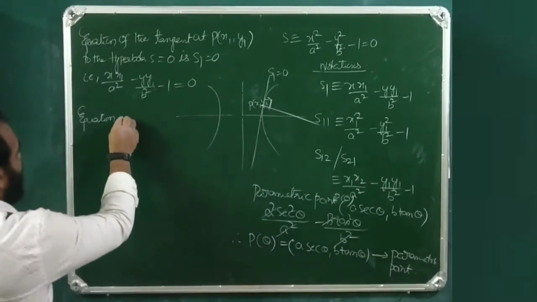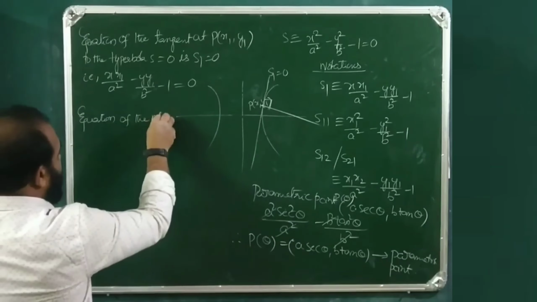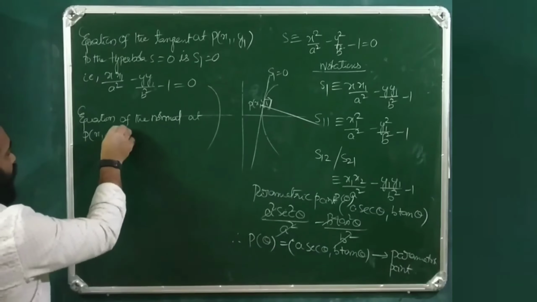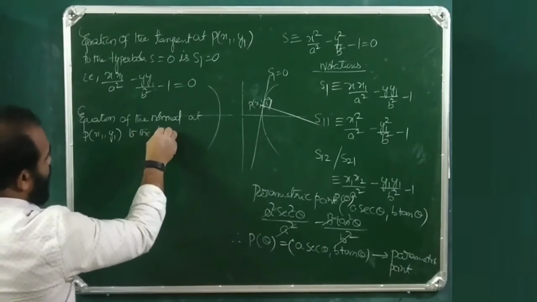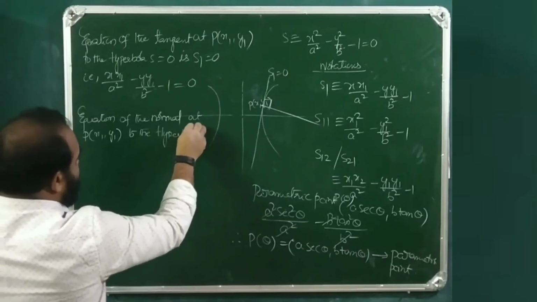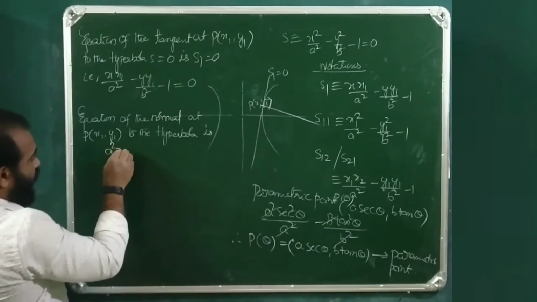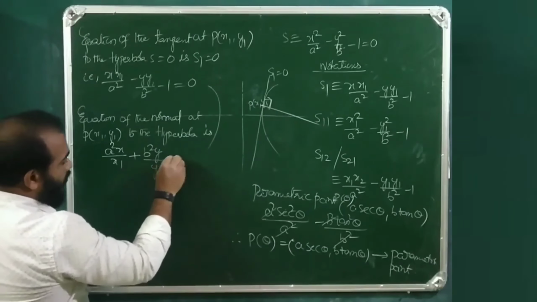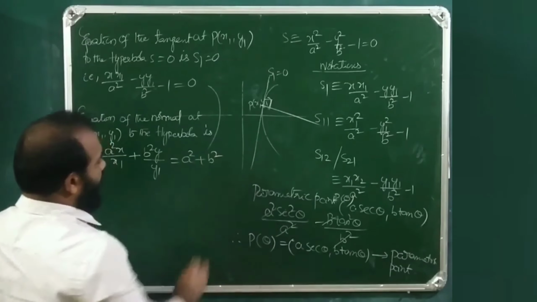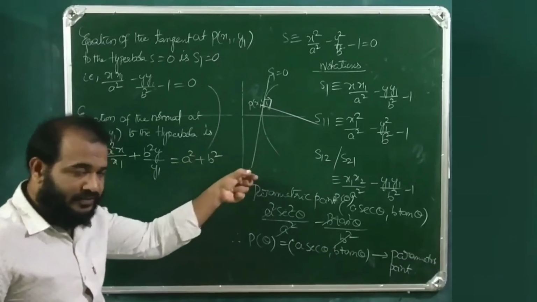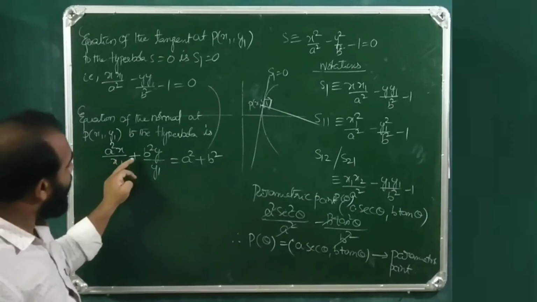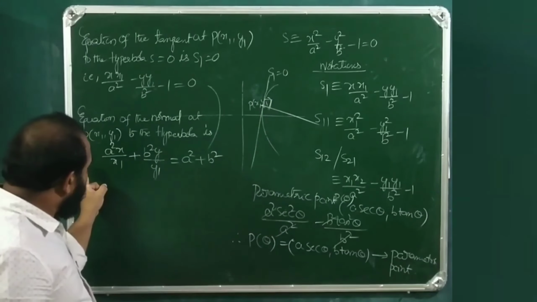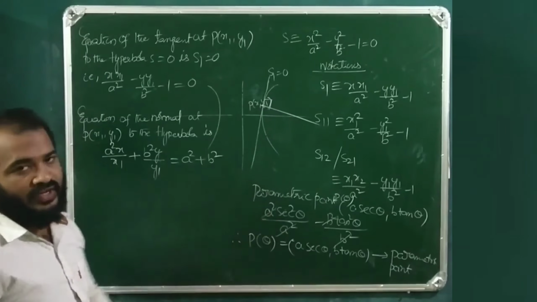So, the equation of the normal at P(x1, y1) to the hyperbola is a square x by x1 plus b square y by y1 equals a square plus b square. Remember, in the ellipse, it is a square x by x1 minus b square y by y1 equals a square minus b square. Here everything we will be getting in plus only.